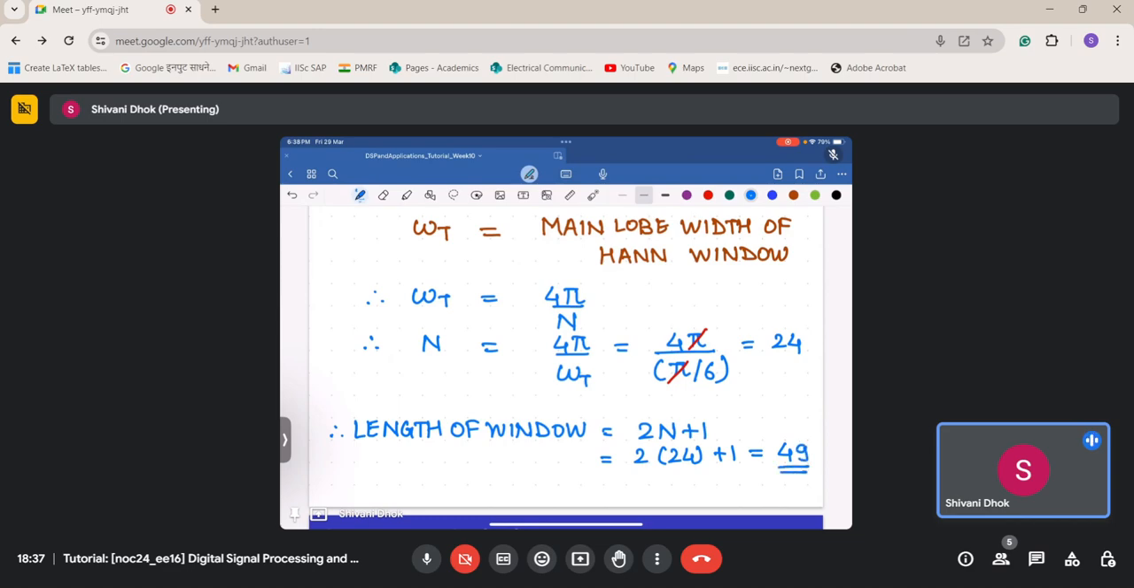Is this point clear? Is this question clear? Any queries here? Any questions in this particular part?